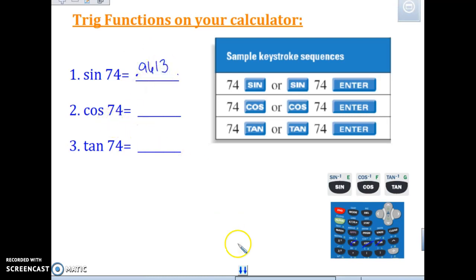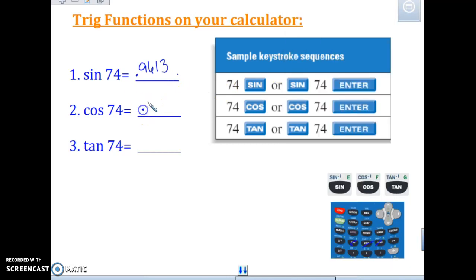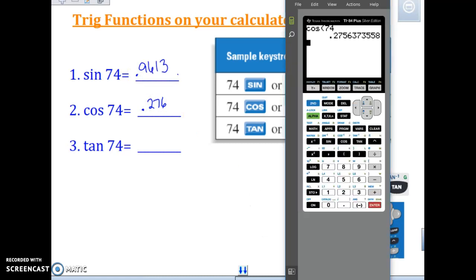0.9613. Moving on to cosine of 74. You can clear your screen or leave it. We're going to push the cosine button, then 74, hit enter. So we're looking at rounding to 4 decimal places. I see 27, and then we have to decide if this is 56 or 57. You're right, it's going to stay 56. So 0.2756.